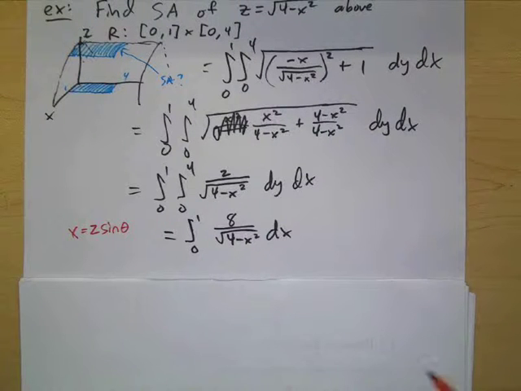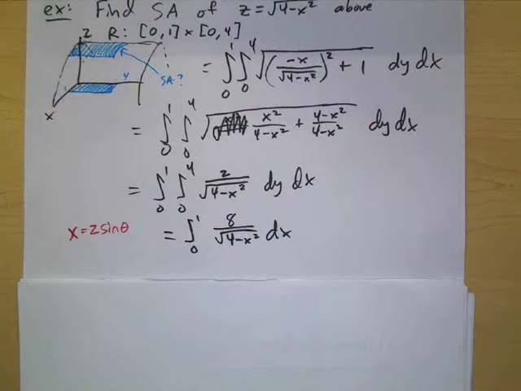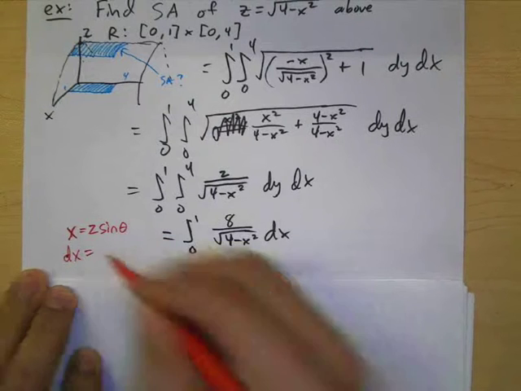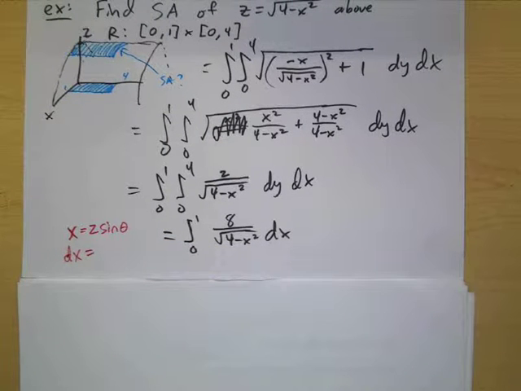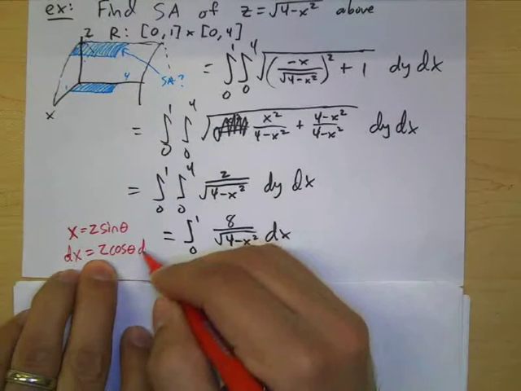How can you just say x is 2 sine theta? How can you just assign x an arbitrary value? It just makes it easier. Yep, wait, you'll see. Do you know what dx would be? Two, yeah, two. 2 cosine theta d theta.